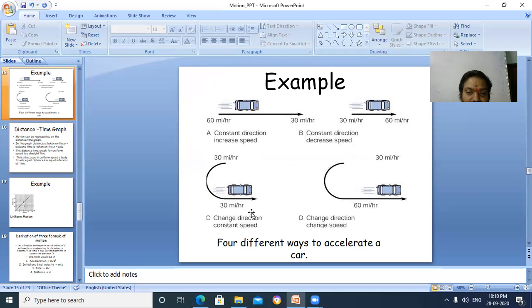Now change direction, constant speed. Though there is a change in the direction, the speed is constant. That also we can observe. 30 miles per hour is consistent. And again, change in the direction, increase in the speed, change in the speed. That also we can see in the fourth figure. Like different ways of acceleration. One is acceleration and retardation.